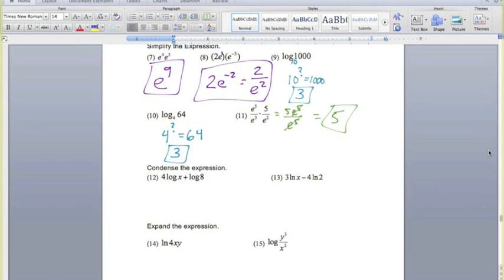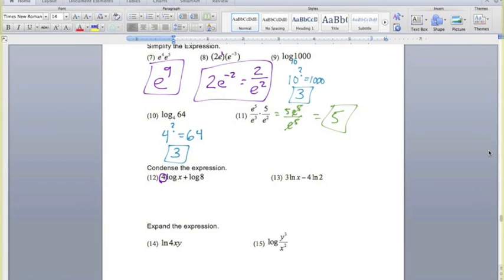The next group of questions, on condensing and expanding, are using our log properties to either put logs together or take logs apart. So in condensing, we want to put all of this together. Inside of our answer, we should just have a log written once, and everything should be inside of it. So the first thing we want to do is take care of anything that's out front. So what do we do with that?